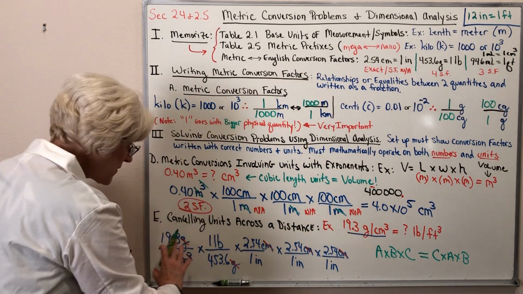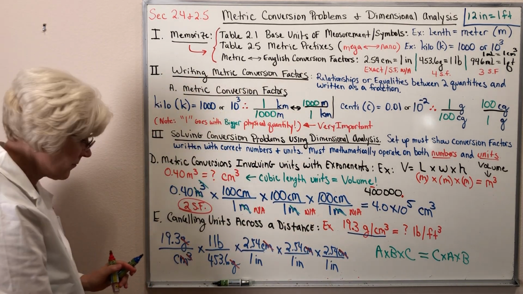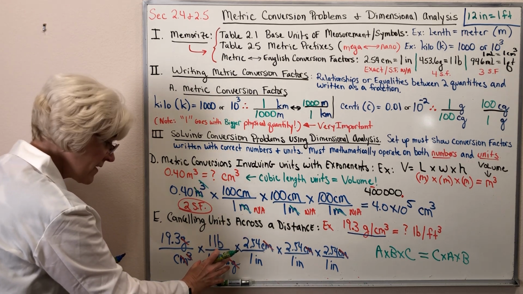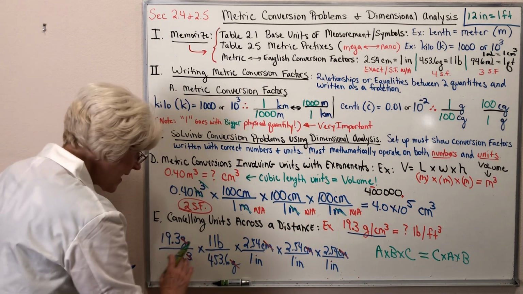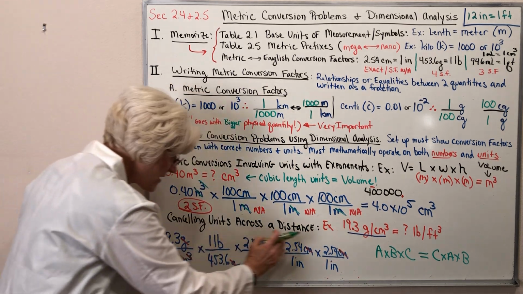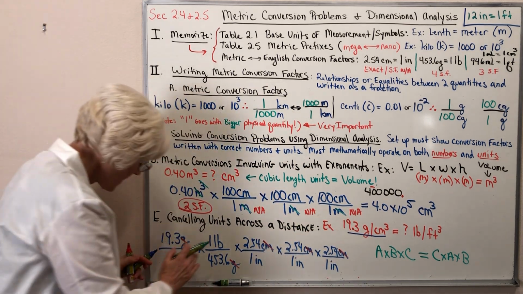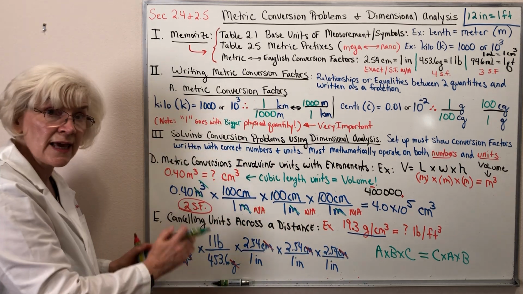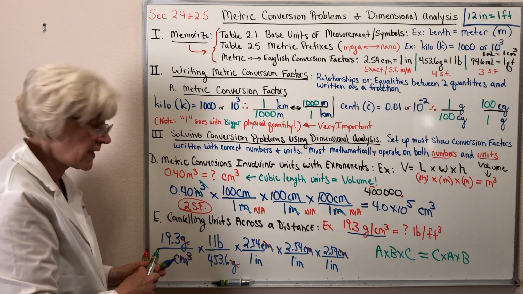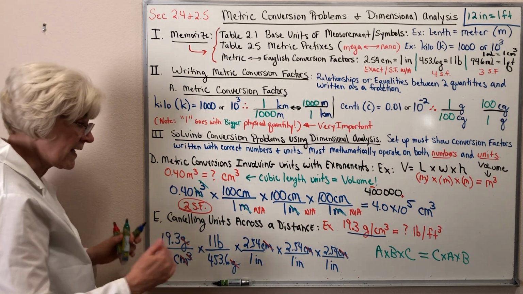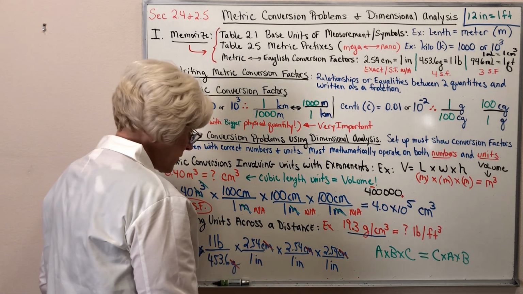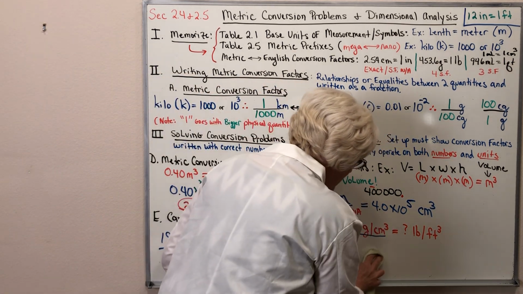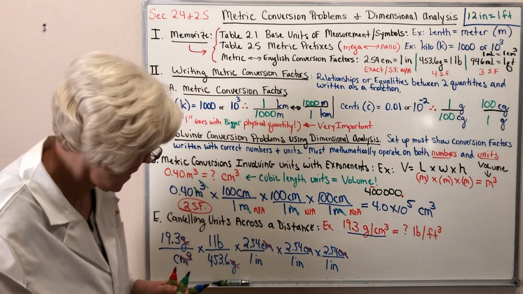So we can scramble these conversion factors up if we would like and put this pounds over 453 grams at the end and have an adjacent flow of units. Canceling across the distance is the same as canceling adjacently. So that's what I'm illustrating in this last problem that I'm doing. Erasing what I have here, because I see we're not finished with the problem.